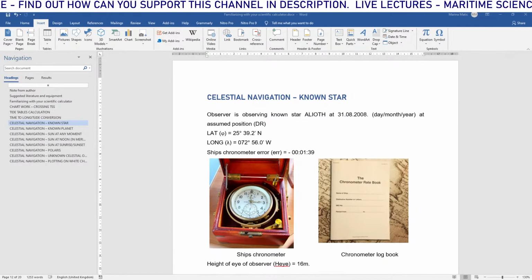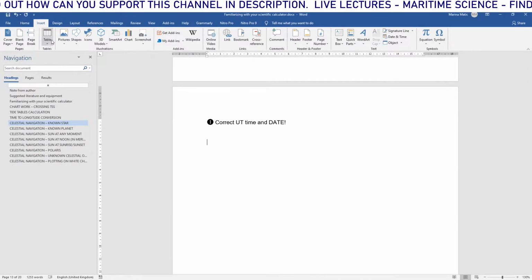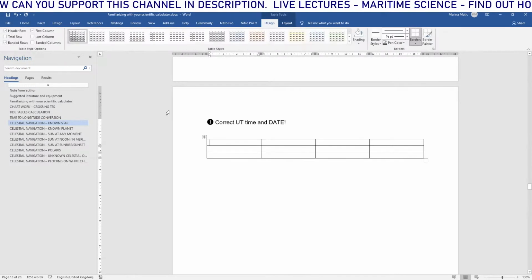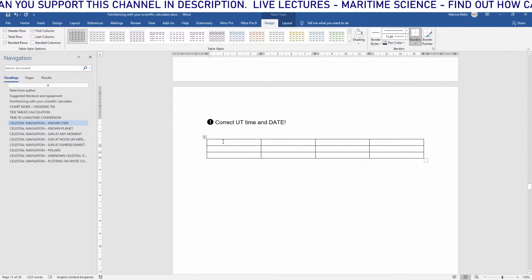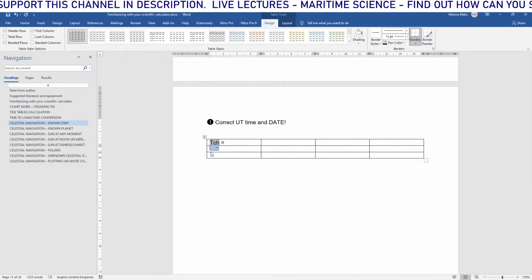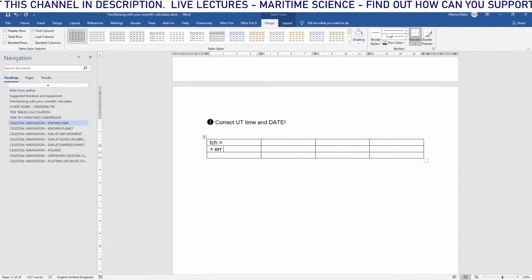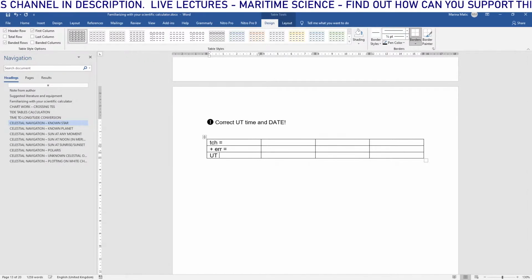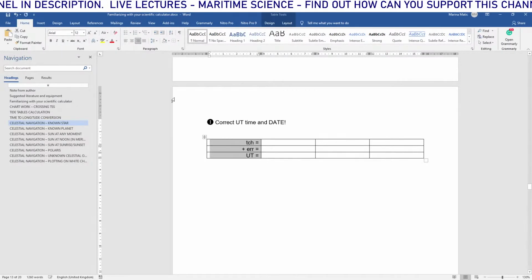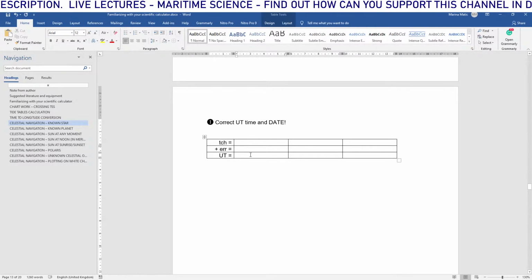Okay, let's continue. So first is correct UT time and date, and let's create a table that will have, let's say, 4, and I can add more later on. So TCH, and you're going to capitalize that, and I don't want it capitalized, so undo. Time chronometer plus error will give me UT. So the time I read from chronometer, if I add to that time the error of that device, I will get UT time.